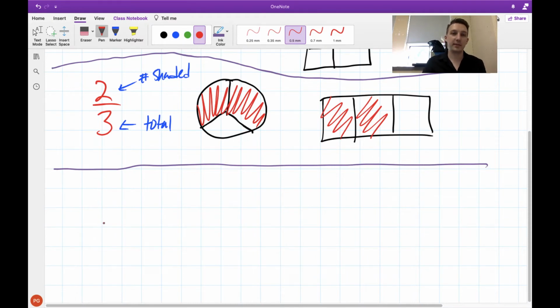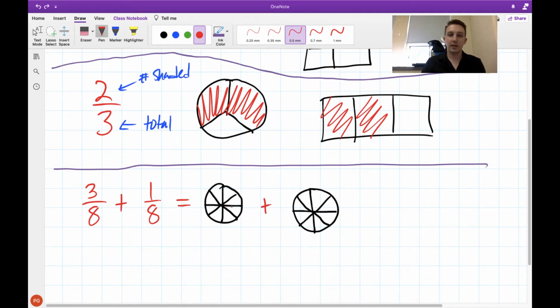Now let's look at some basic operations with fractions. Let's say we wanted to add 2 fractions together, 3 over 8 plus 1 over 8. The best way to do this to start off with is to draw a picture. Now I've got my fraction wheels. The first one, I'm going to color in 3 of them here. And for my next one, I'm going to color in 1 of them, because I've got 1 out of 8.